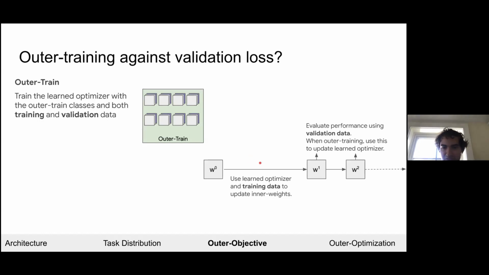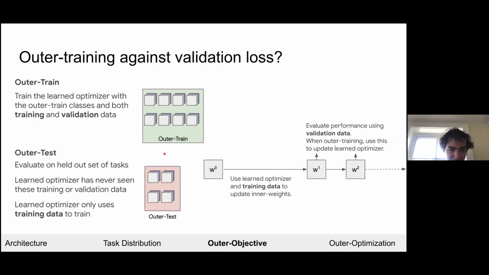To lay this out, we'll take our initial weights, W0, and then we'll compute gradients with the training data to make us go to W1 and so on, only using training data. The validation data is used only to evaluate performance of the optimizer. And when we do make updates with this validation data, we're targeting the learned optimizer weights, not the inner problem weights. And what this means is at outer test time, we can use this held out set of tasks.